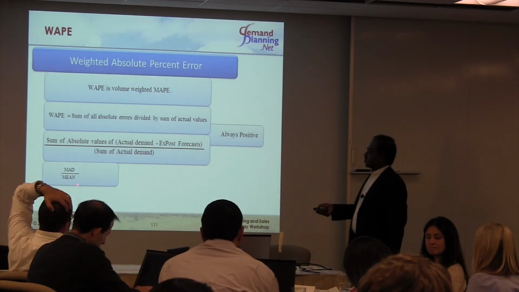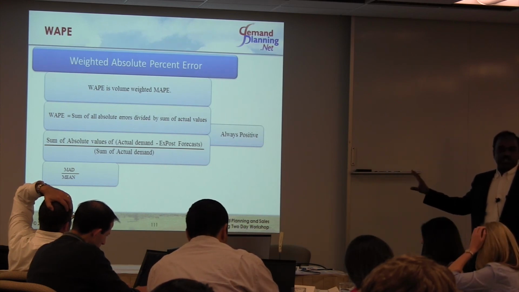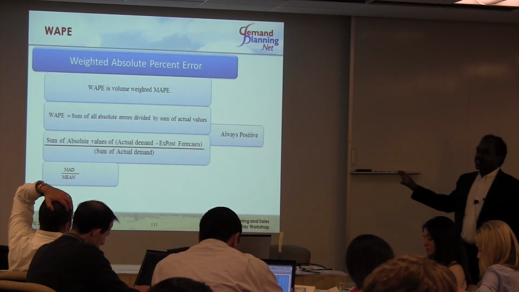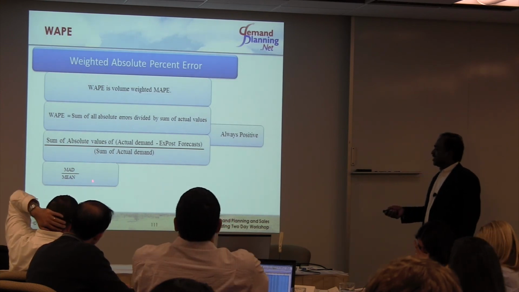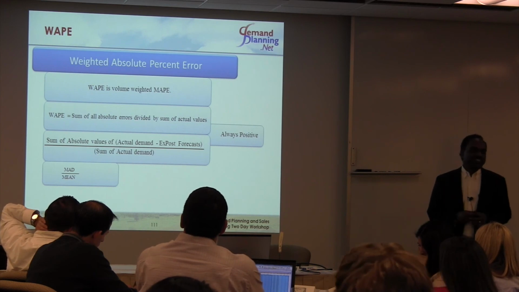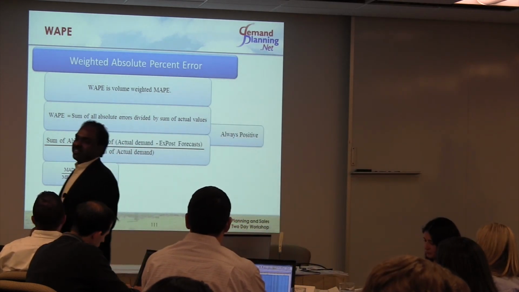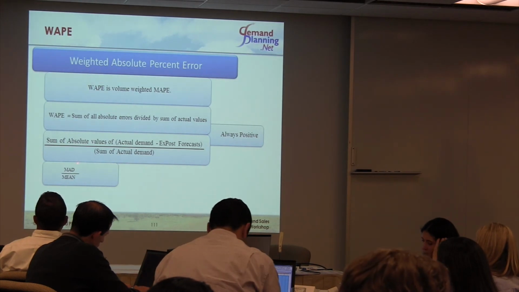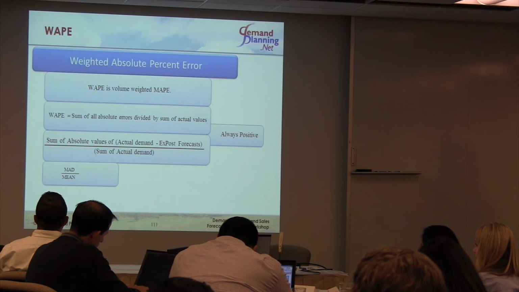We explained it as an average. So the academics finally recognized how industry is calculating, and they said, oh, I see, this is what you guys are doing. So they call that the MAD-mean ratio. Basically, MAD is the mean absolute deviation, and mean is the mean of demand. So arithmetically they are the same.